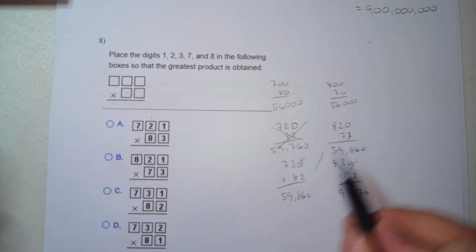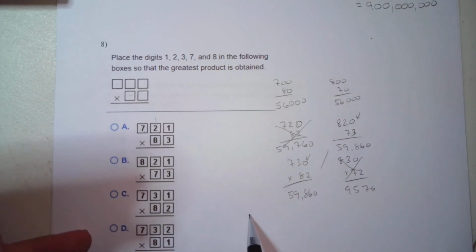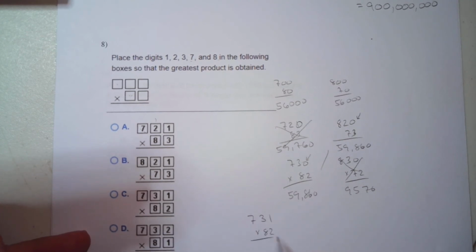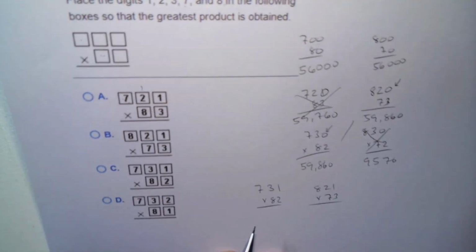So the clincher is this last number. So let's try 731 times 82 or 821 times 73. But remember, the first numbers have to be the biggest numbers.